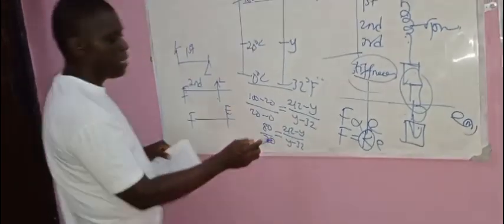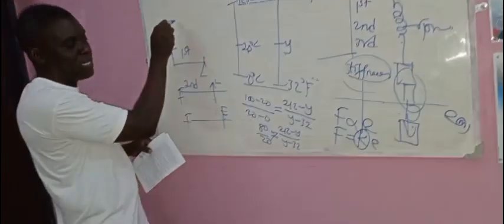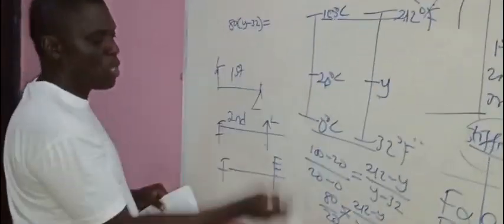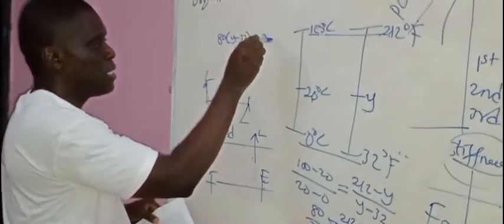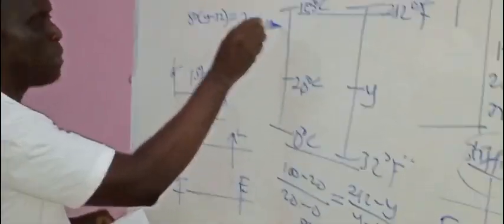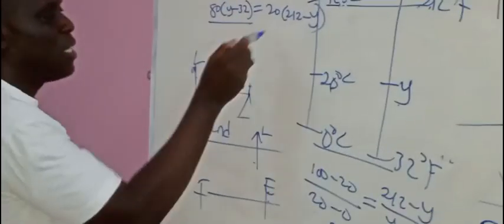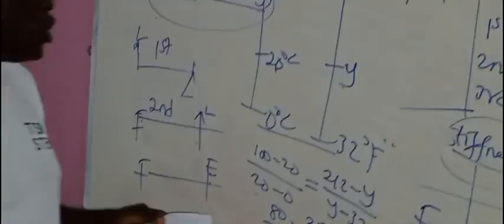You cross multiply. If you do, please bring it here. We have 80 into y minus 32 being equal to 20 into 212 minus y. You open the brackets, you collect like terms, and you solve this. You will definitely get your answer. Thank you very much for this.